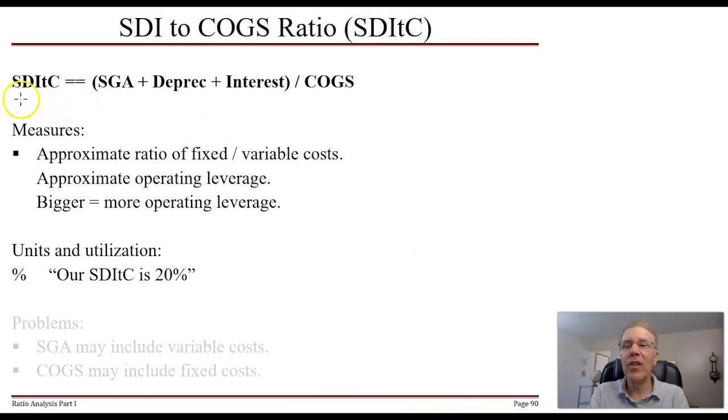And we can actually. There's one and only one pretty good ratio for this, and this is the SDA to COGS ratio. So what we've got here is in the numerator, SDA expense, depreciation expense, interest expense, and in the denominator we have COGS expense. So think for a minute which one, the numerator or the denominator, has fixed costs, and which one, the numerator or the denominator, has variable costs.